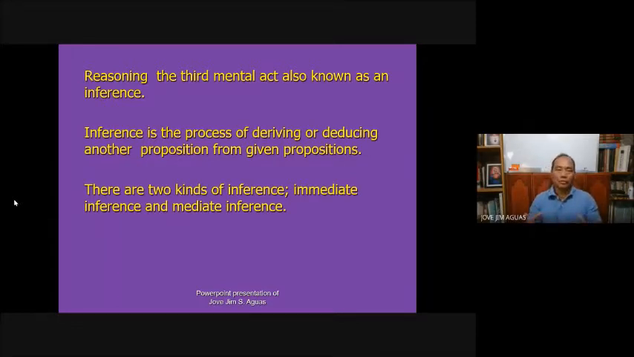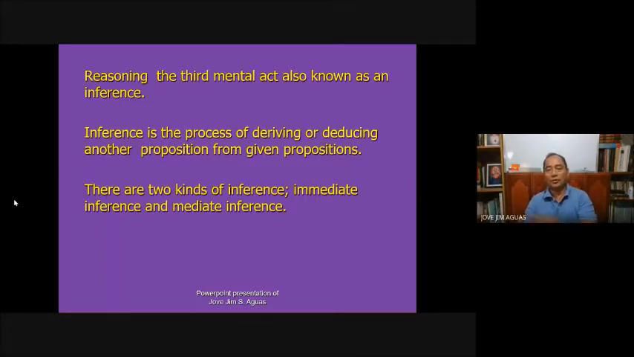Now, of course, we form different sentences. As we speak, as we write, we speak of or we write of different sentences. And some of these sentences or propositions or assertions can be put together, and they can be connected to one another in order for us to arrive or to derive another proposition.